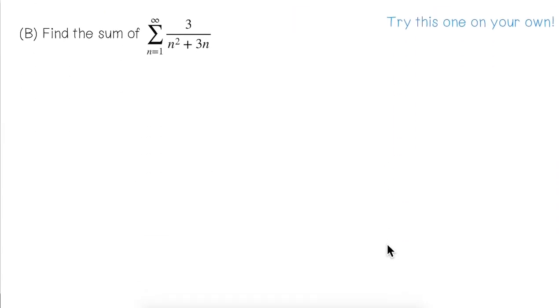So I'm going to put another one up here. I'm going to ask that you try on your own. So go ahead and pause the video, see if you can break this apart, and then figure out what the sum of this is. This is also a telescoping series.